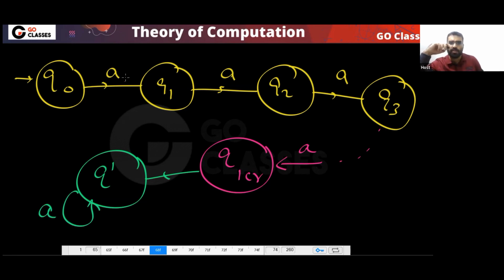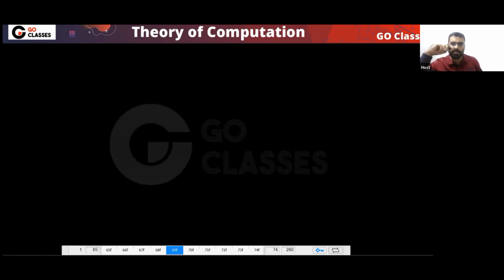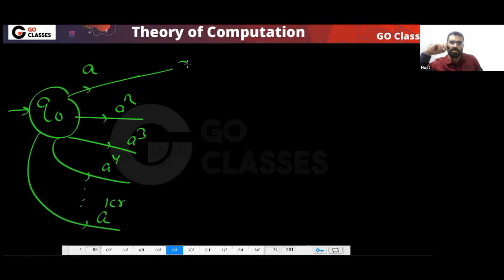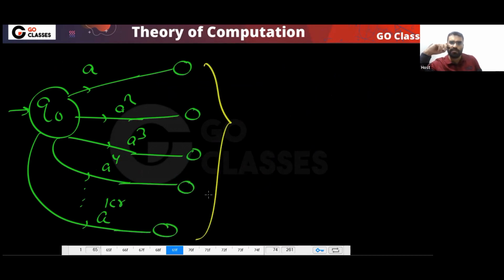Can you notice what is happening here on different strings? This is your initial state, and then on A, on A square, on A cube, on A power 4, and so on up to A power 1 crore, you can notice these are different states. It is going to different states. Yes or no? Different states.